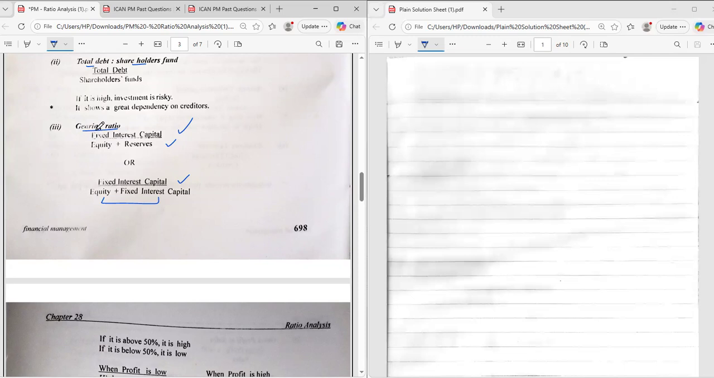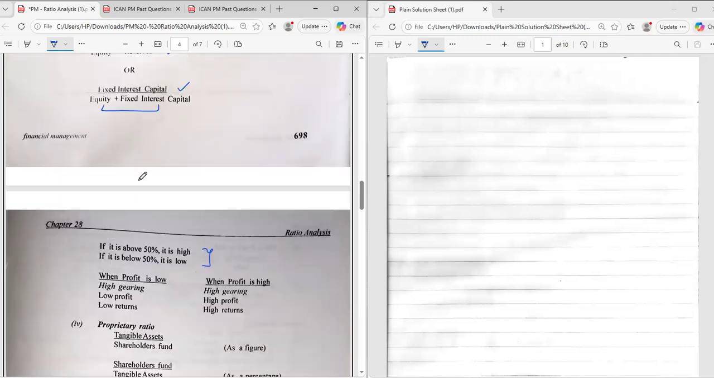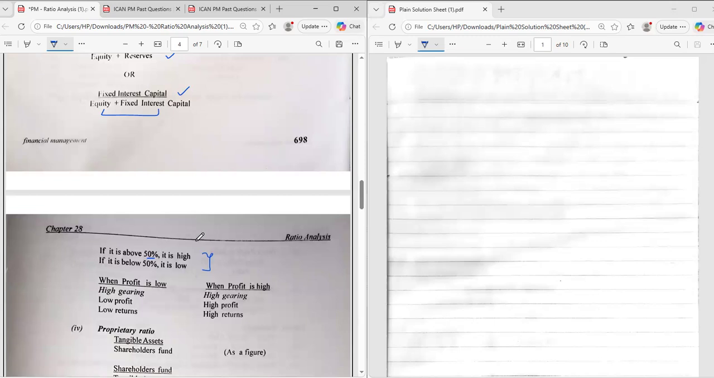Now, what is the interpretation for the gearing ratio? Gearing has this standard of comparison. If the answer you get is above 50%, then we can say that the company is highly geared. But if the answer you get is below 50%, we can say that the company is lowly geared. So when you hear lecturers say highly geared, it means that the gearing is above 50%.